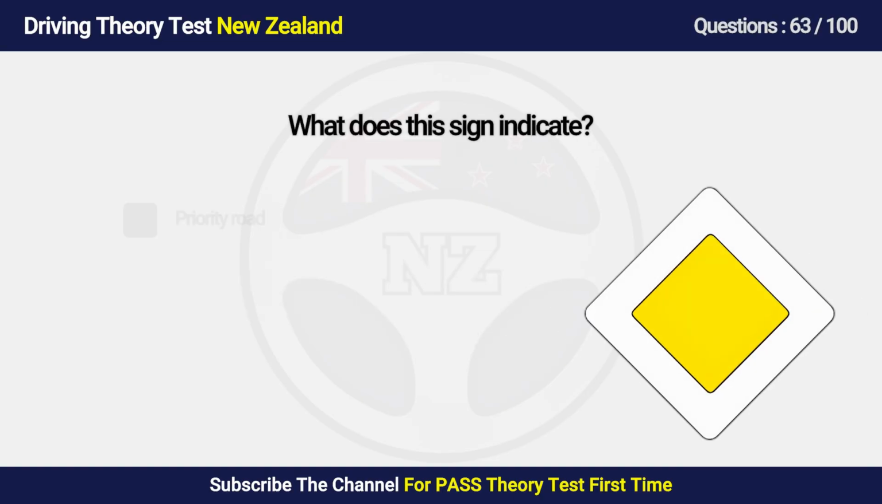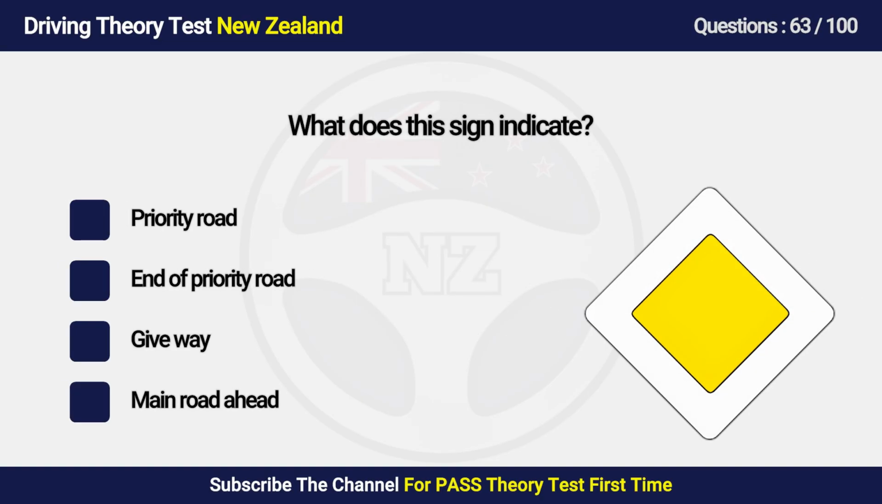Question 63. What does this sign indicate? A. Priority road. B. End of priority road. C. Give way. D. Main road ahead.